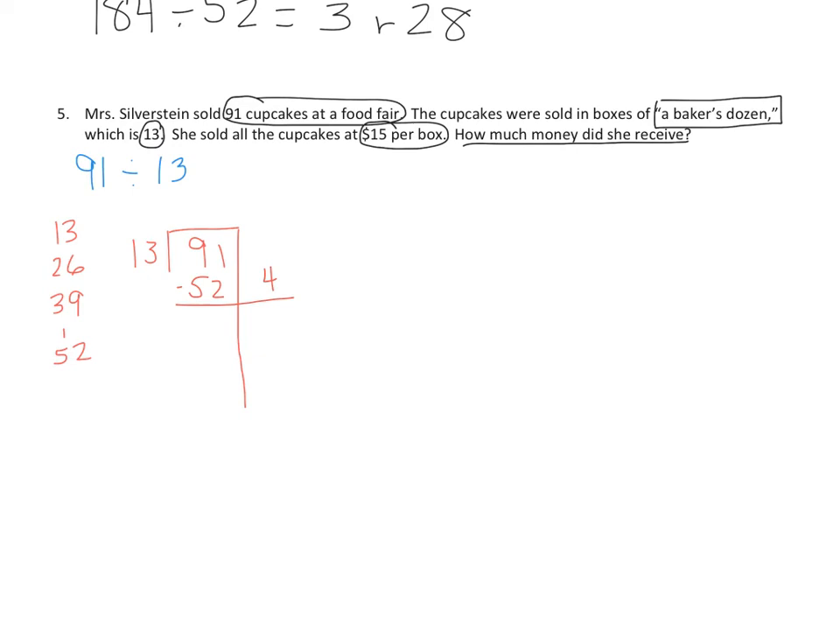So now I'm going to subtract. 1 minus 2 I can't do. I need to borrow from the 9, make that an 8, and turn that 1 into 11. Now I'm going to do 11 minus 2. That's 9. And then 8 minus 5 is 3. Just gave you the answer. So I have 39 left over.